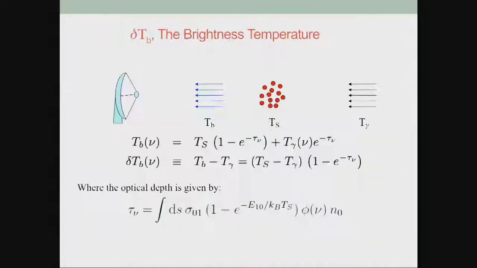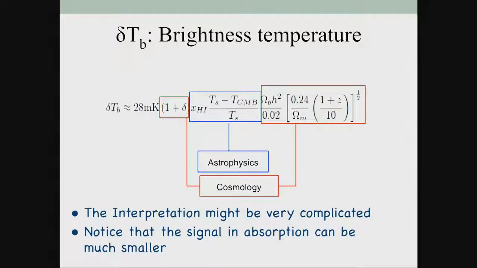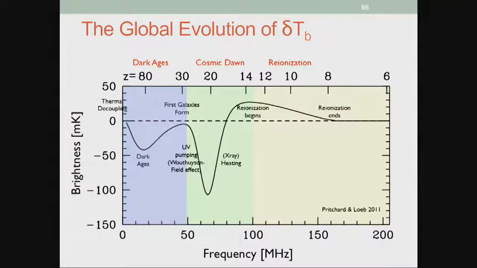However, if the spin temperature is much smaller than the CMB, this term can be minus 1,000. No one stops it from being minus 1,000. So you can see it in absorption much, much stronger than you see it in emission. That's the difference between positive and negative. Okay?